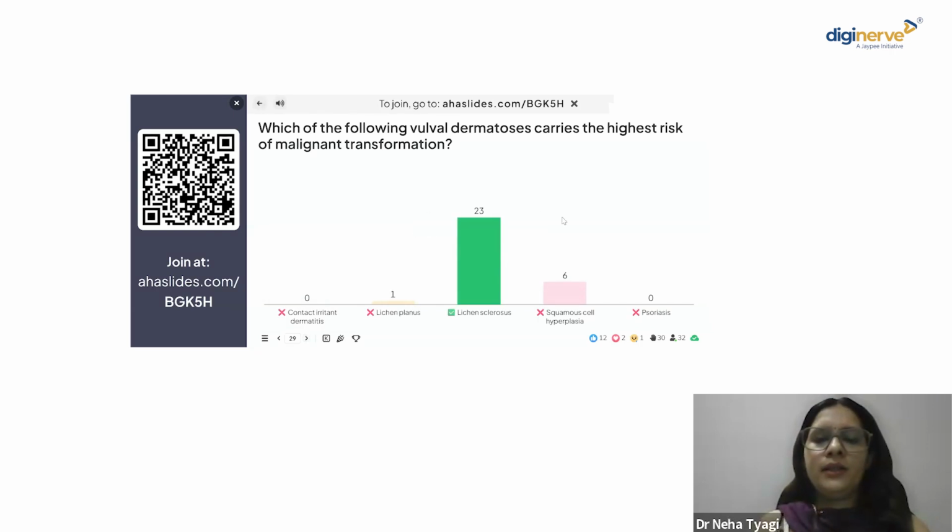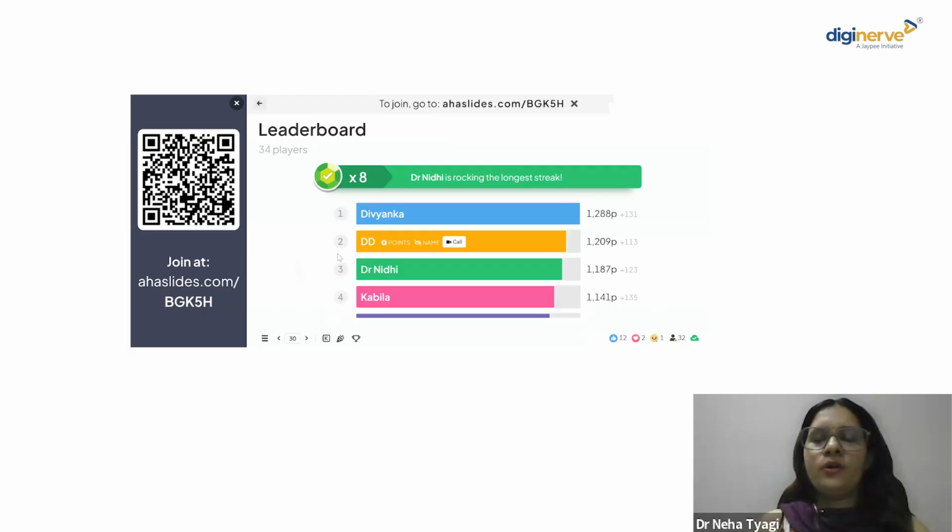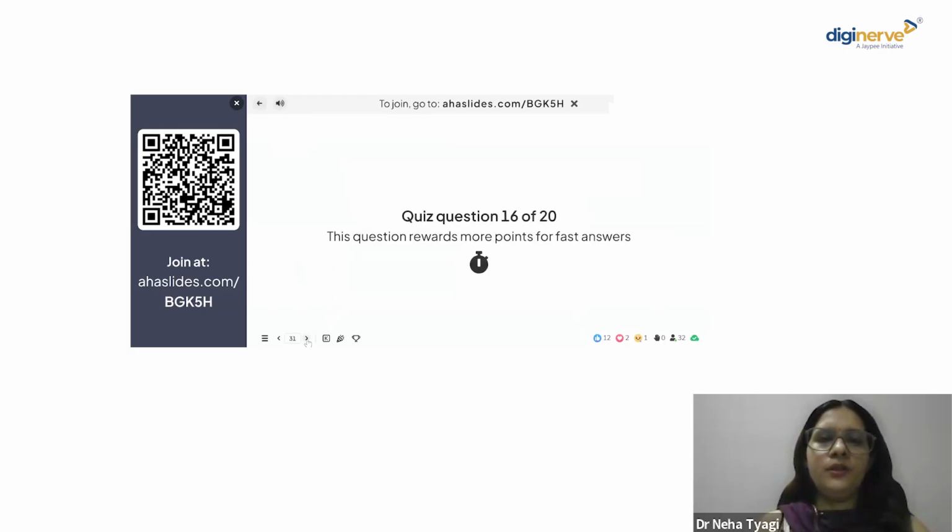23 have marked it correctly. It's lichen sclerosus. Let's see the leaderboard. Dr. Nidhi is rocking the longest streak and Dr. Divyanka is leading the leaderboard. Let's move to next question.